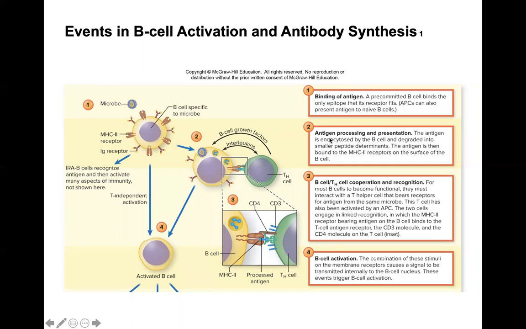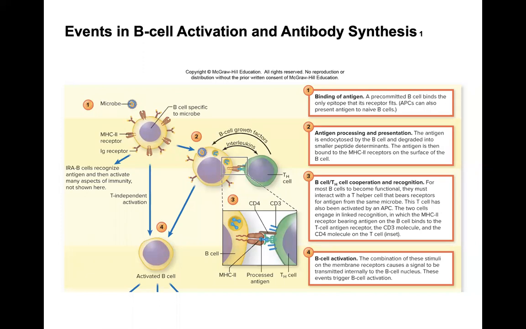The second stage is the antigen has to be processed and presented. The antigen is endocytosed by the B cell. It is degraded into smaller pieces. The antigen is then bound to the MHC2 receptors on the surface of the B cell. Once that occurs, the B cell will then present that antigen to a helper T cell. For most cells to become functional, they must interact with a helper T cell that bears the receptors for the antigen from the same microbe.